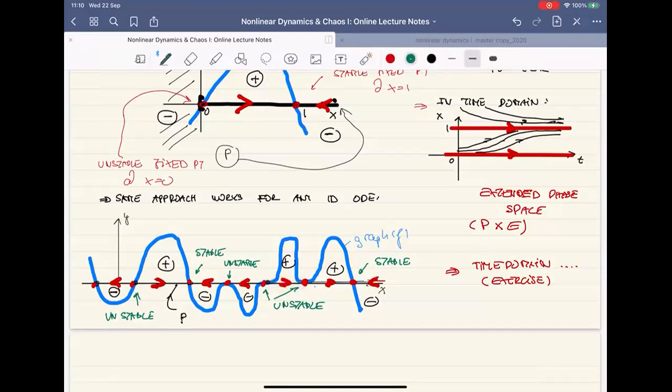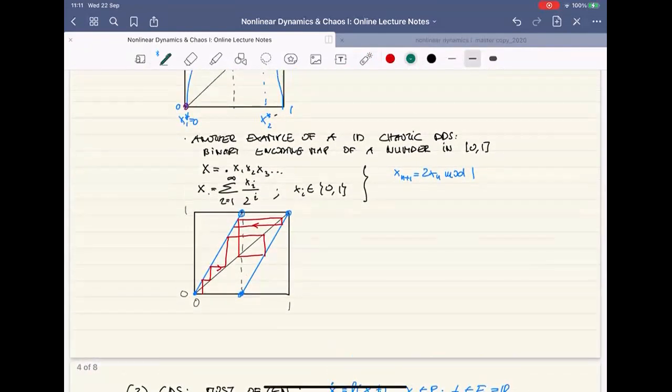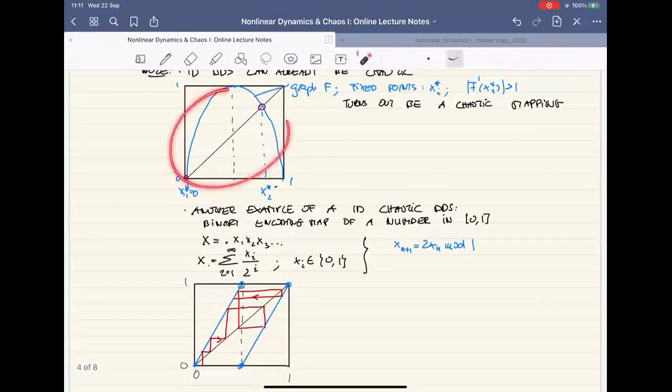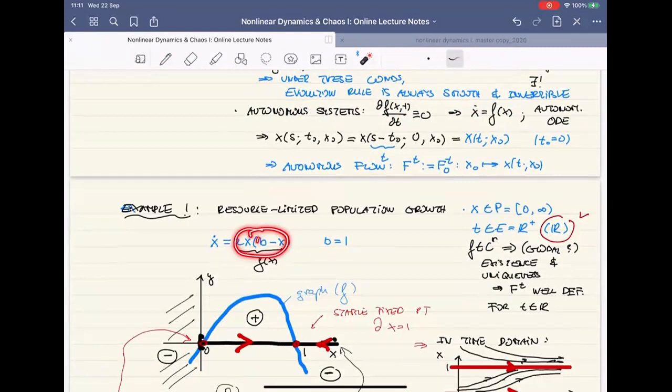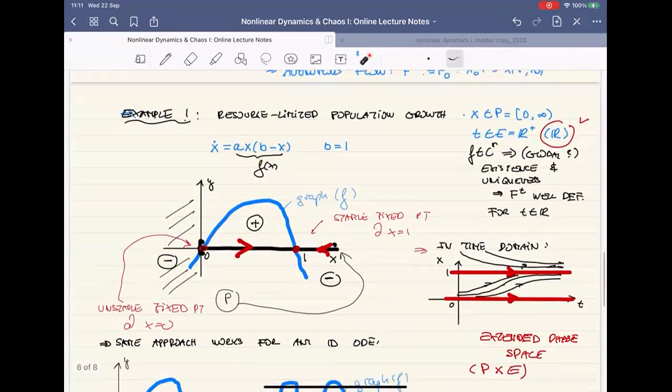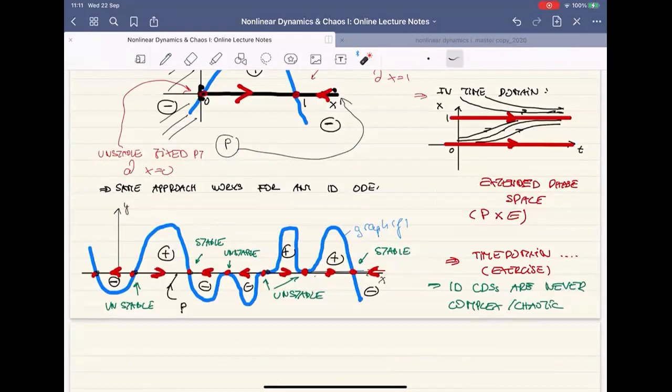So the conclusion is that one-dimensional continuous dynamical systems, CDSs, are never complex or chaotic. That's a stark difference from one-dimensional discrete dynamical systems, in which you really don't have to work too hard to produce chaotic dynamics, okay? Even though the right-hand side is benign. Here, no matter how complicated it is, you're never going to get anything beyond what you've seen here, but you do get a full understanding of the phase space. Any questions on that?